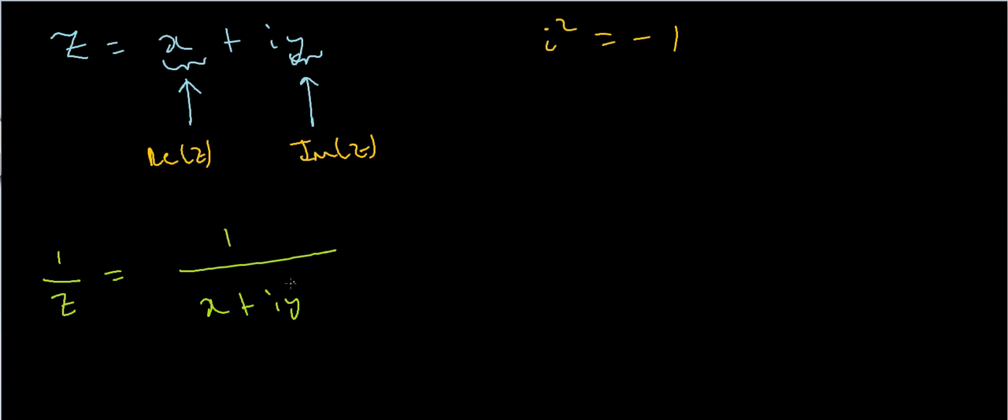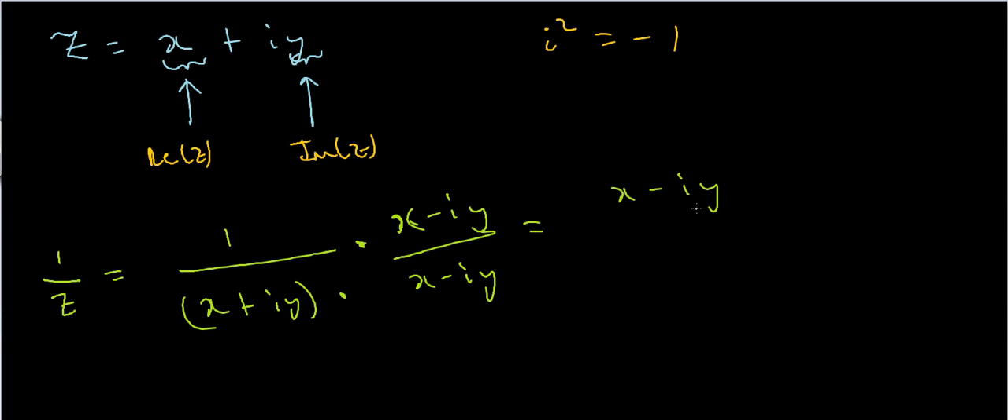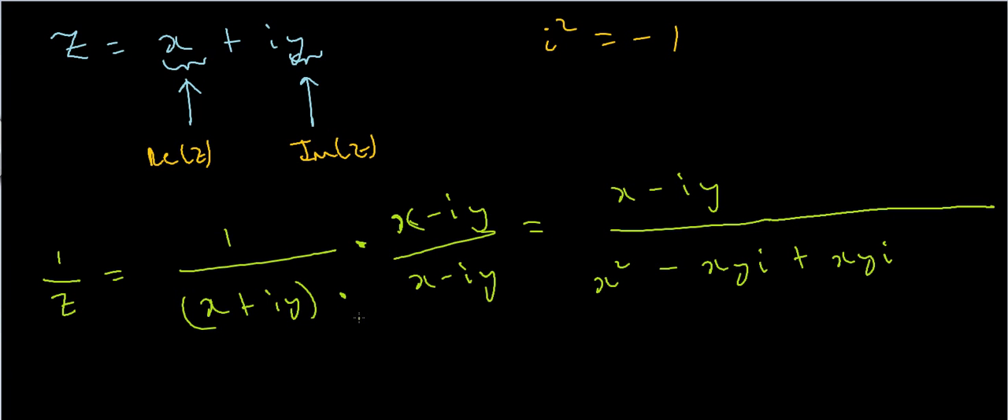So if I take the top and the bottom of this fraction and multiply that by x minus iy, what happens? So I've got this times x minus iy over x minus iy. Remember, if I do something to the bottom, I've also got to do it to the top, so it stays the same. Well, that becomes x minus iy all divided by, well, we've got x squared minus xyi plus xyi. Let's just extend this line. Then we've got minus iy times iy.